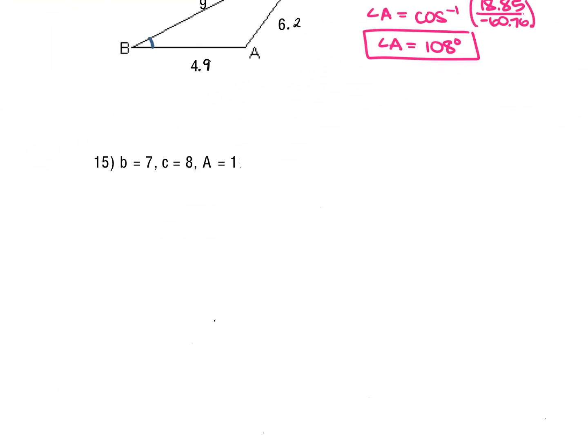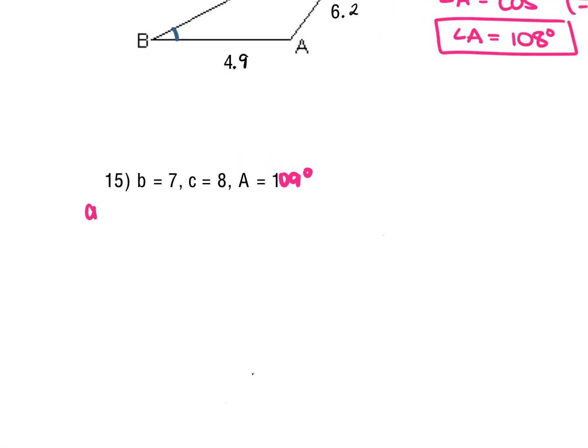For our next one, we have side lengths of b, which is 7, c, which is 8, and an angle measurement of A, which is 1. Let's change this angle measurement to be 109. Just makes things a little bit easier on us. So, first thing we're going to do is find side a. We can do that using law of cosines. So that's going to be a squared is equal to 7 squared plus 8 squared minus 2 times 7 times 8 times the cosine of 109.